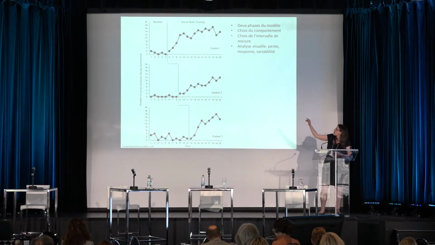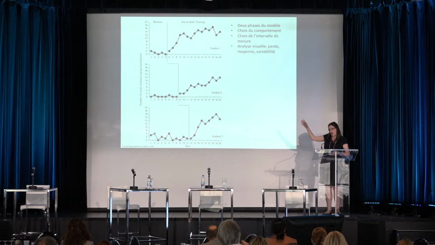We've got 2 phases. First of all, we've got the baseline phase, on the left of the vertical line. The vertical line represents the beginning of the intervention. Everything to the right of this vertical line is post-intervention, after the intervention actually started. This then allows us, thanks to this type of research design, to see the changes between individuals.